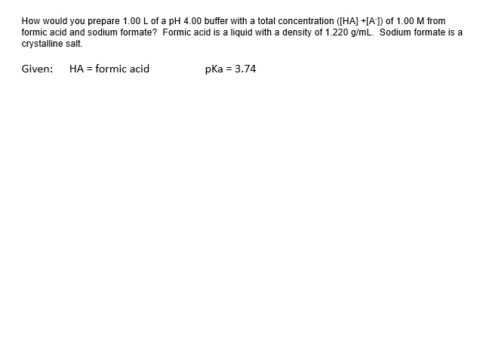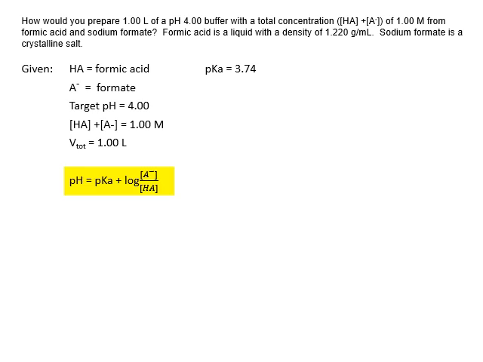The acid component of our buffer is going to be formic acid. It has a pKa of 3.74. The base component of the buffer is the formate ion, which we'll get from sodium formate. The target pH of our buffer is 4.00. We also know that we want the total concentration of acid and base components to be equal to 1 molar. And finally, the total volume of our buffer solution will be 1 liter.